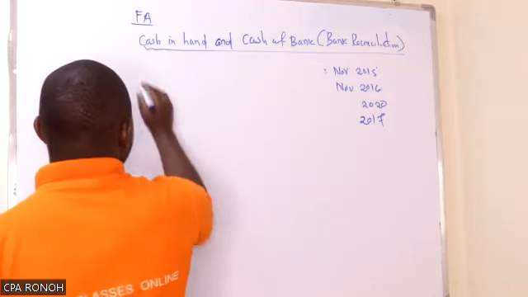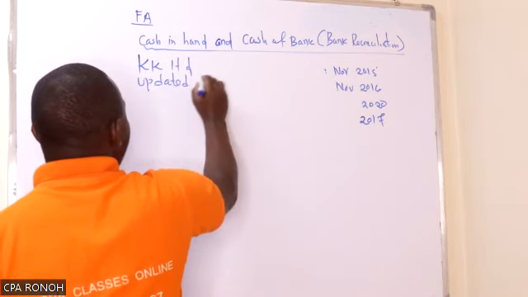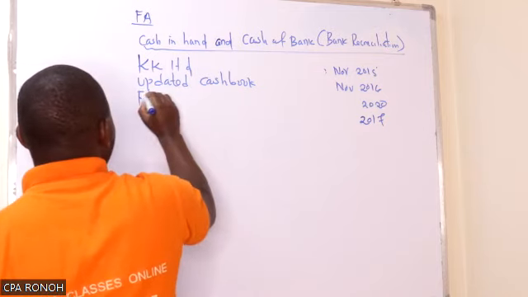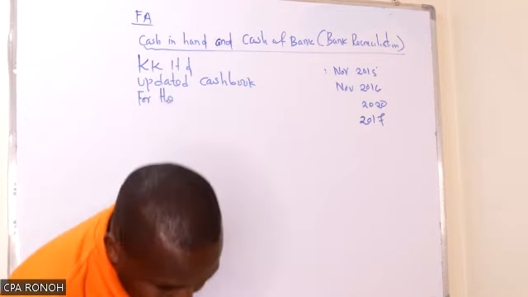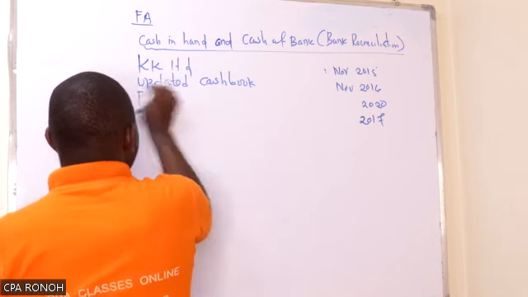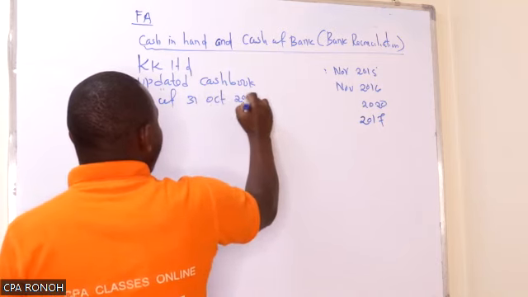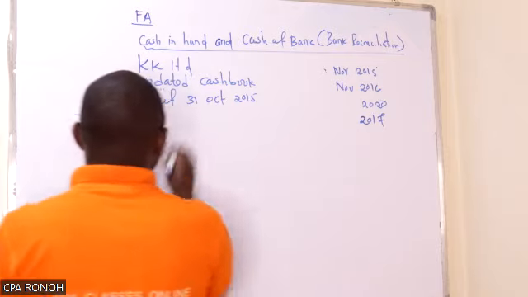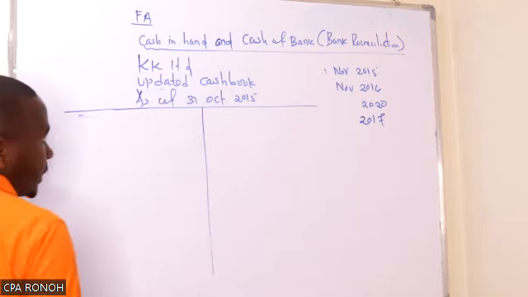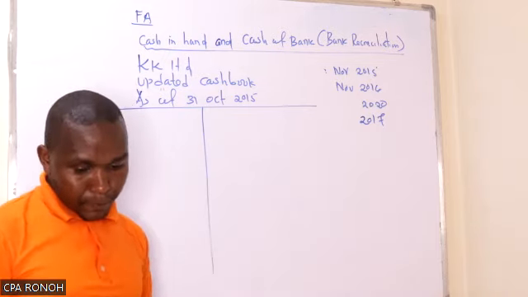So you will write KK Limited updated cash book as at, since we have been given the end of the month, we say as at 1st October 2015. So let's update these balances.